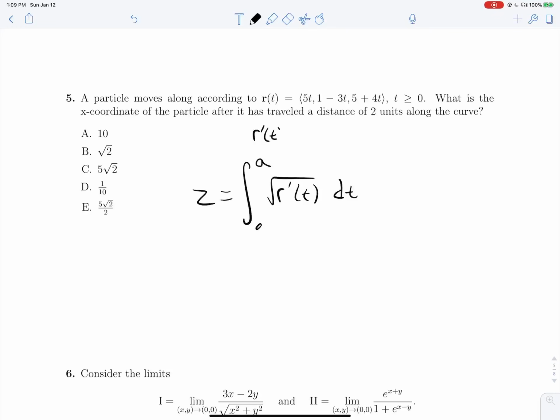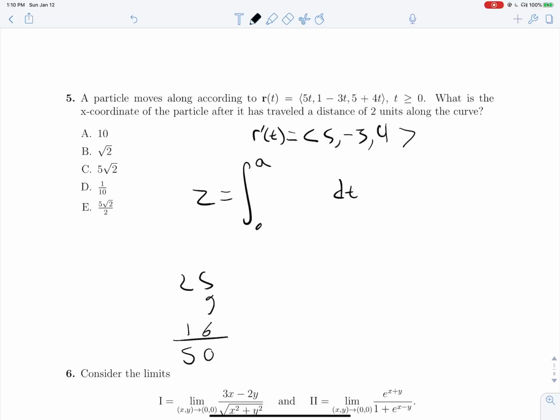So we can find our r prime of t as 5, negative 3, 4. The magnitude of that is going to be root of 25 plus 9 plus 16, which will give us root 50, and root 50 is going to be 5 root 2. So in here we're just going to have 5 root 2.